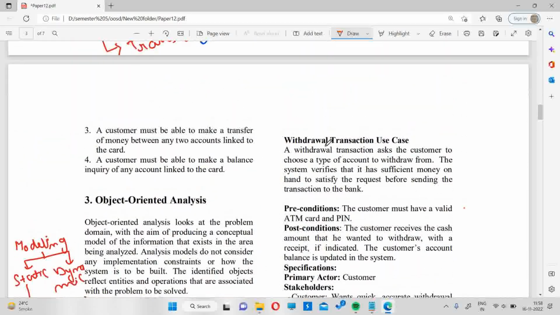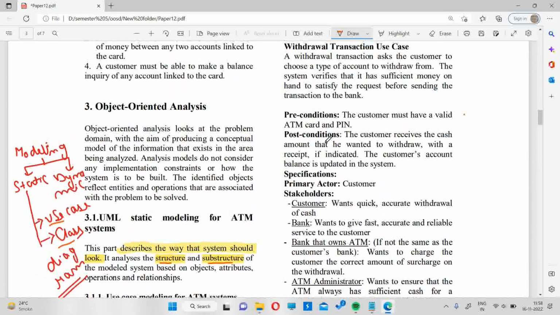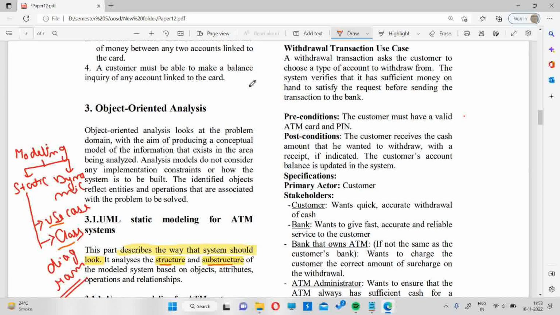Now coming to the withdrawal transaction use case. Suppose a customer enters his account at the ATM machine. He enters his type of account, either a saving account or a current account. He enters the PIN. Now authentication occurs. After authentication, it is also checked whether there is enough money in the account of that particular customer for the amount which he or she has entered. So what is the precondition? The customer should enter an ATM card and enter a valid PIN.